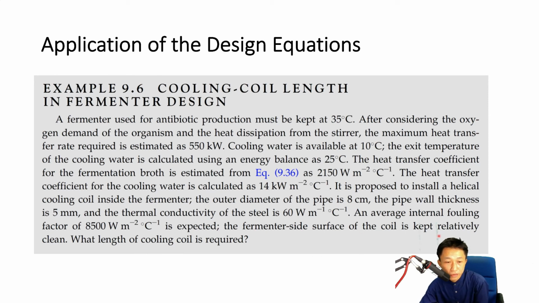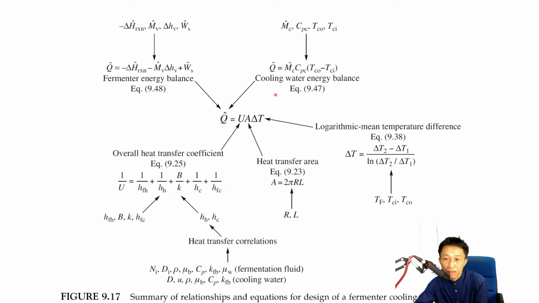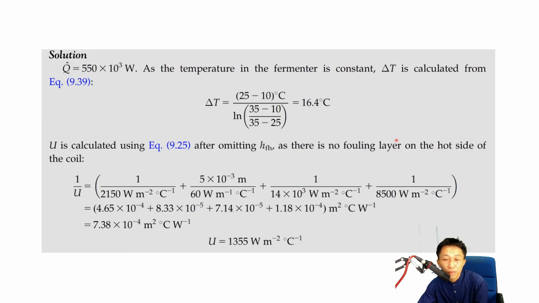Okay, what they want to know is what length of the cooling coil is required. What length of the cooling coil is required. Okay, we begin with the temperature difference, which is log mean. Log mean 25. This one, this one, delta T2, delta T1. So we have a look again. To put in the number, delta T log mean is 16.4 degrees Celsius. Okay, log mean for the temperature.